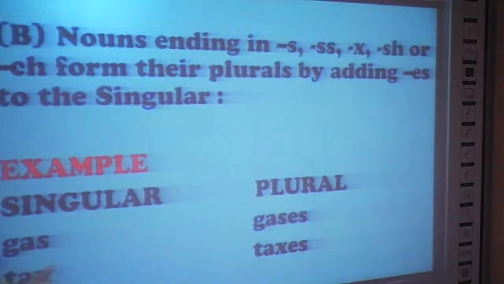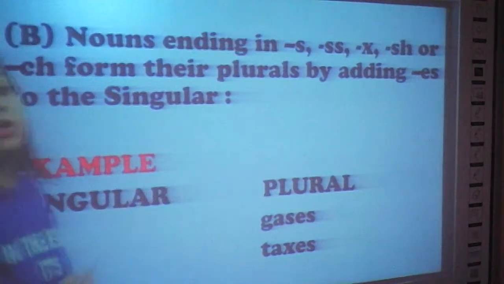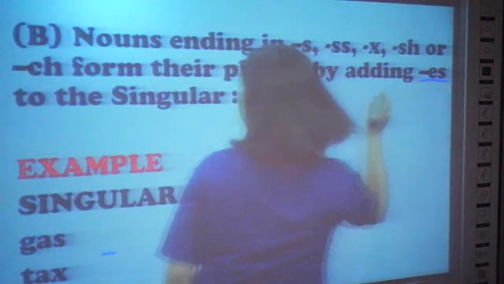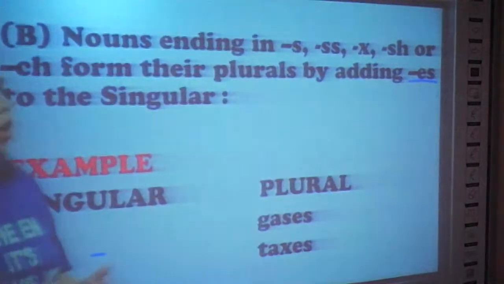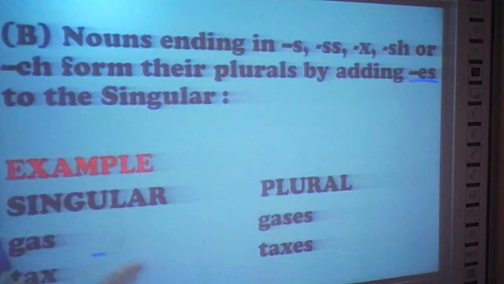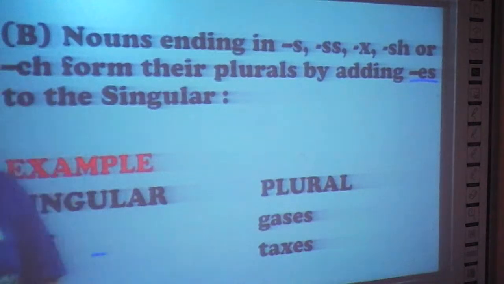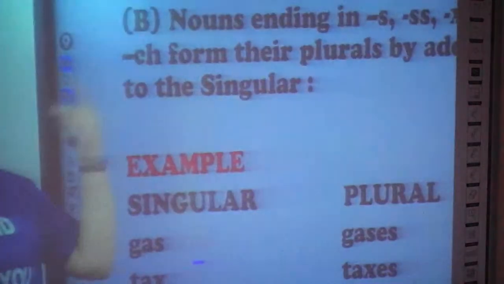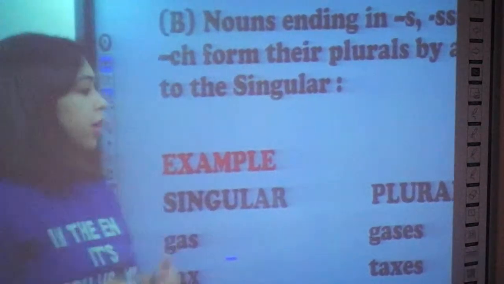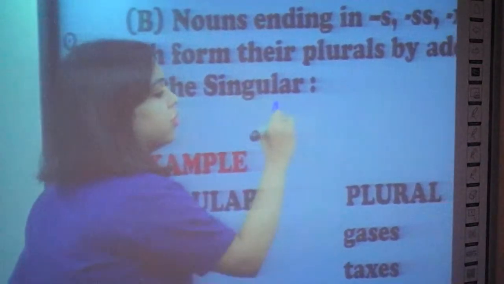Let's move forward. Okay, the next type is the nouns ending in s, double s, x, sh or ch, which form their plurals by adding what? By adding es to the singular. Okay, now for example, gas, gases, tax and taxes. Okay, so if I give you some example of say ch, let's think of a word. Okay, the word is bunch.